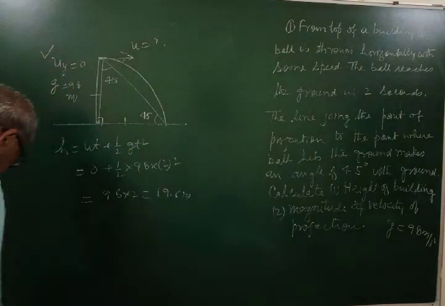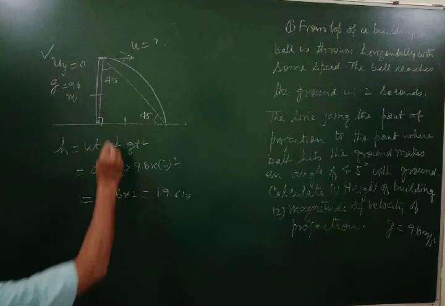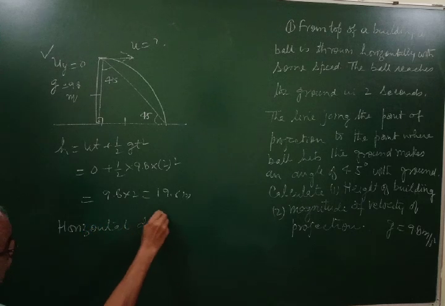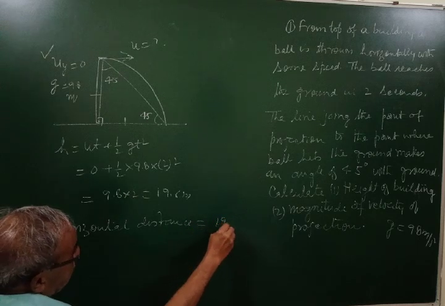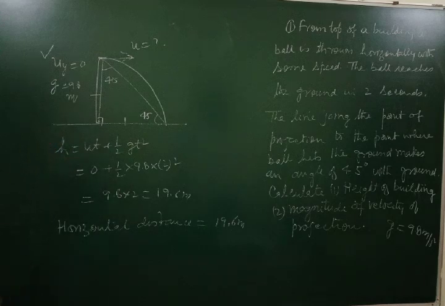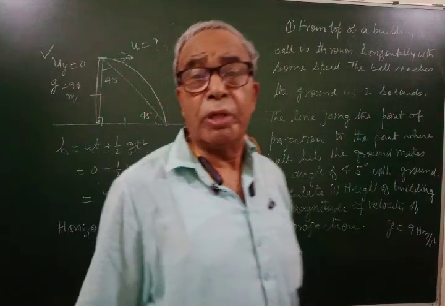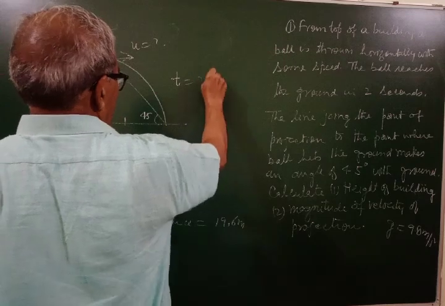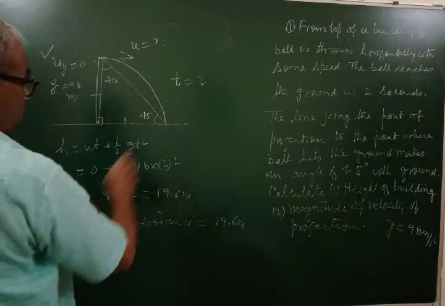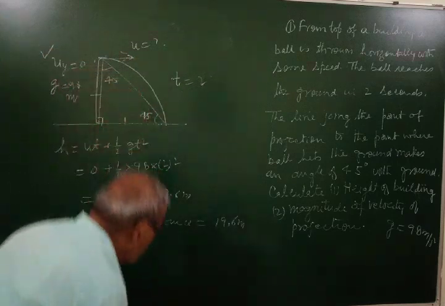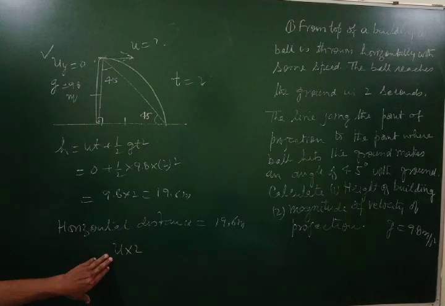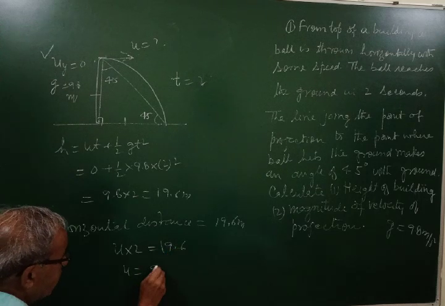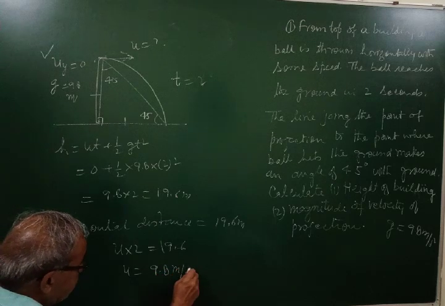So the horizontal distance traveled is also 19.6 meter. In how much time has this distance been traveled? Only 2 seconds, because you are told that the ball reaches the ground in 2 seconds. So u into 2. The speed u remains constant. Let the horizontal speed be u. 19.6. So u is equal to 9.8 meter per second.